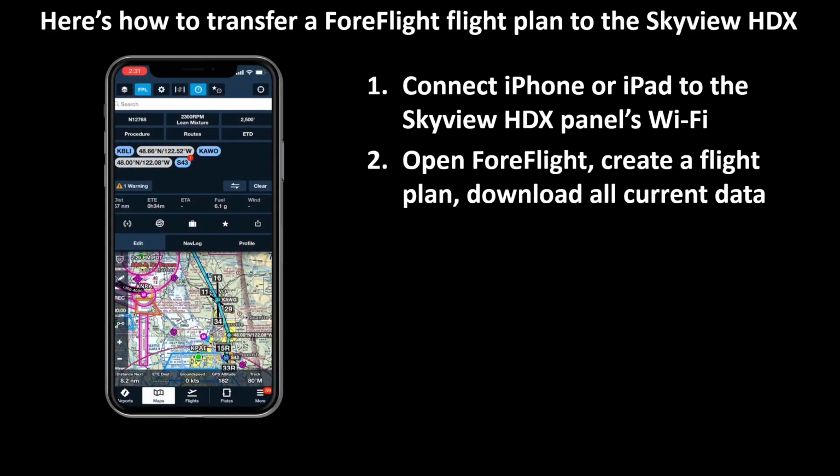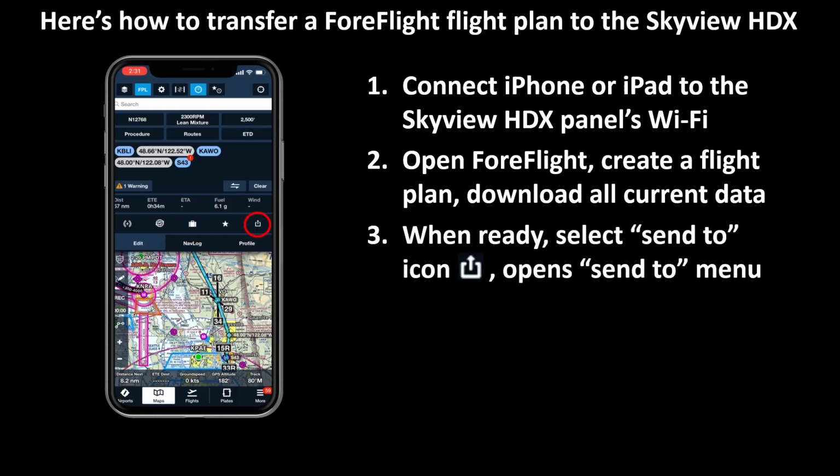First thing you want to do is open ForeFlight, create a flight plan, and then download all of your current data. This particular flight plan that I downloaded came from my favorites file, and you can see that it's got some information I need to look at. I didn't have to pack anything for the trip, but oftentimes it wants you to pack. And I have a number of downloads that I need to perform before I'm going to fly this route. So make sure you have all of your information ready to go.